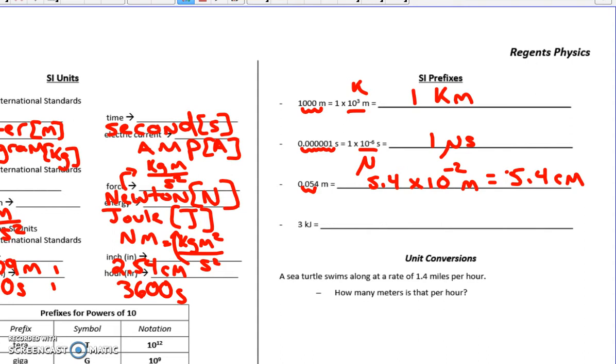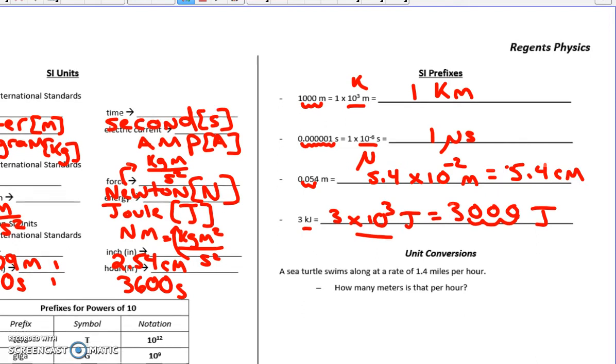3 kilojoules. That kilo stands for 10 to the 3, as mentioned before. So this can be expressed as 3 times 10 to the 3 joules. Once again, I'm replacing k with 10 to the 3. Or if you want to expand this out, this is 3, and then we're moving the decimal over 3 places so we could fill in 3,000 joules.